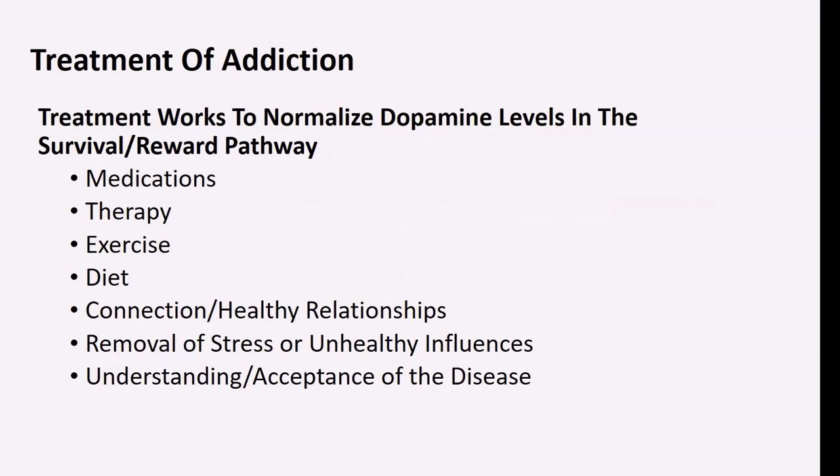Treatment works to normalize dopamine levels in the survival pathway. There it is again. We're going after something, right? We're going after a target. The target is dopamine levels in the nucleus accumbens. We are working to normalize dopamine levels in the nucleus accumbens. We're going to use every bit of what we know.